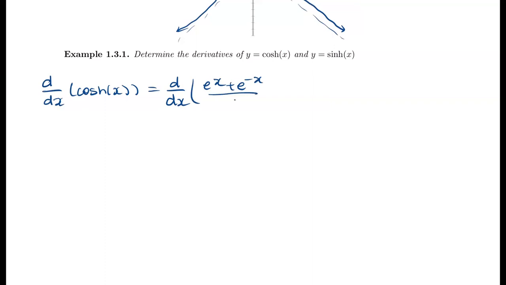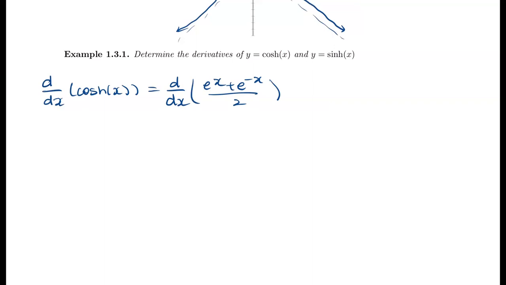Let's say we want to determine the derivatives of sinh of x and cosh of x. Well, let's have a look at the derivative of cosh of x first. So remember that cosh of x here was actually given by d over dx of e to the power of x plus e to the power of minus x, all this divided by 2.